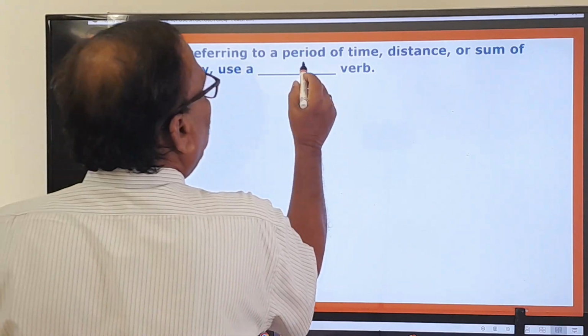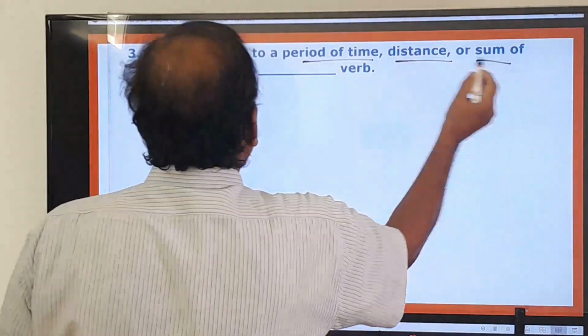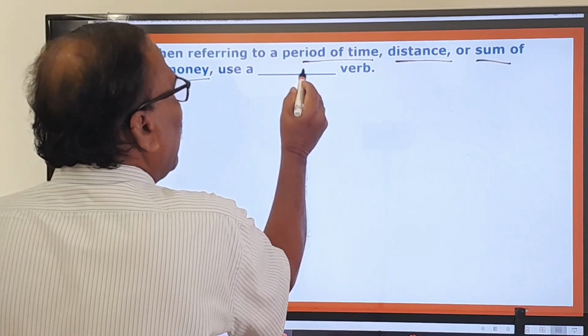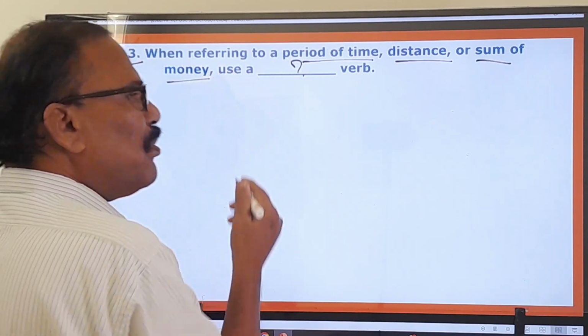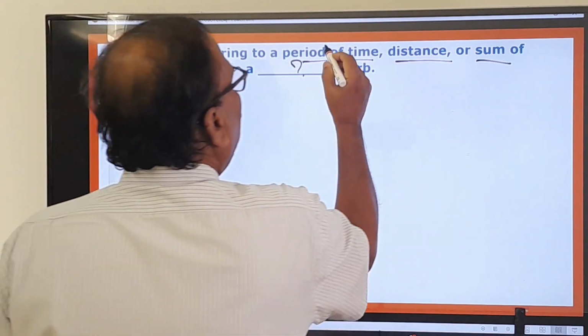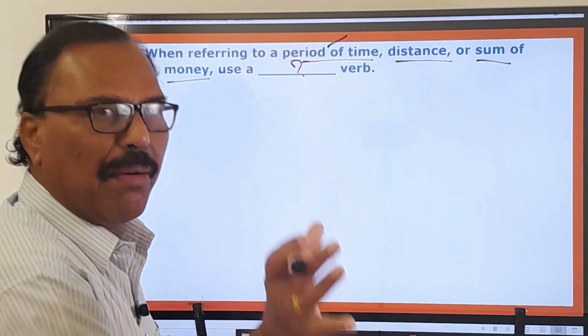When referring to a period of time, distance or sum of money, use a dash verb. Some blank is given here. And what do we use with a period of time? Period of time means total amount of time.